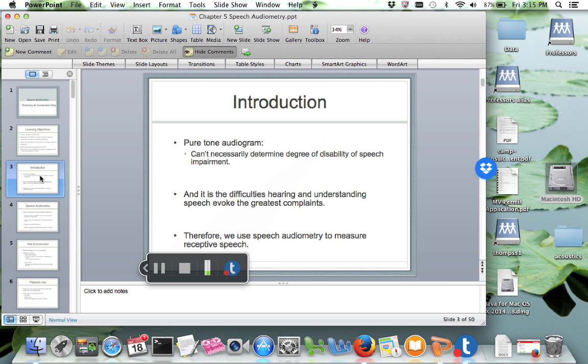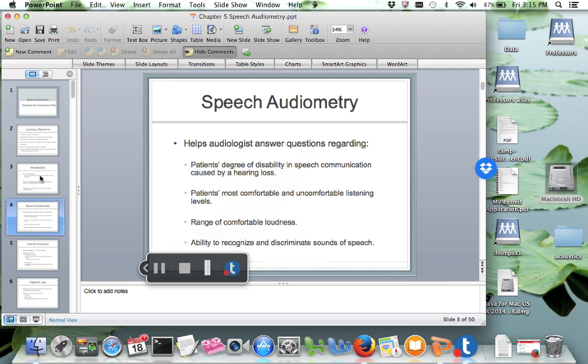And we're talking receptive speech, so speech that people hear, not expressive speech, which is speech that people speak. Speech audiometry helps the audiologist answer questions regarding a patient's degree of disability in speech communication caused by the hearing loss, the patient's most comfortable and uncomfortable listening levels, their range of comfortable listening, and their ability to recognize and discriminate speech sounds.